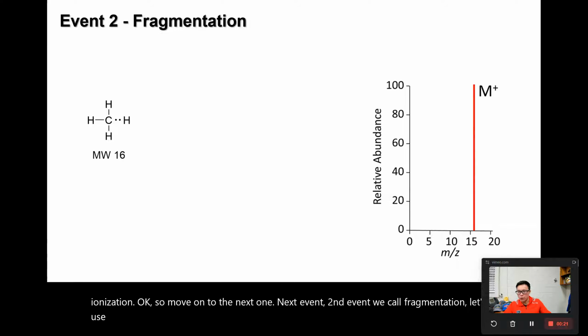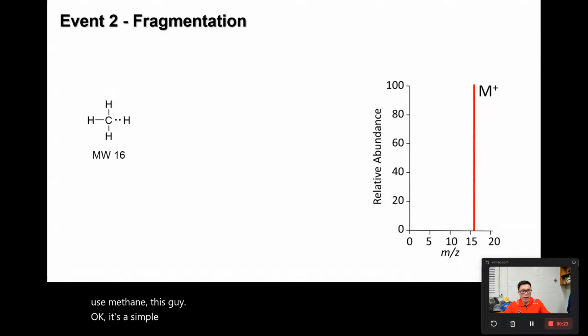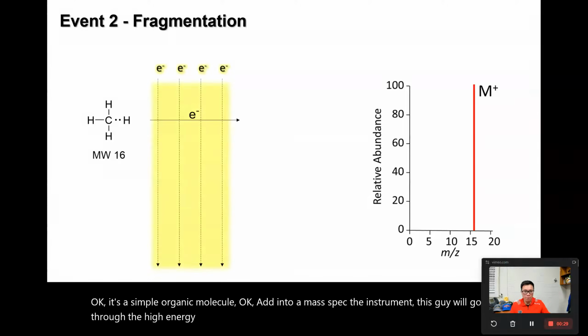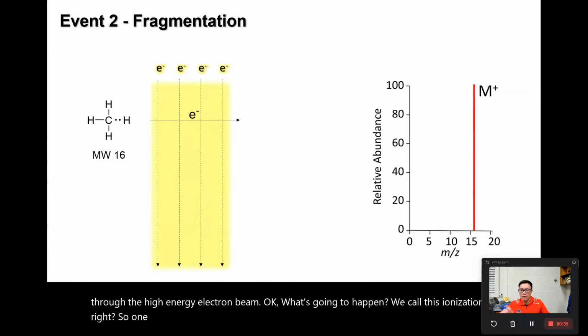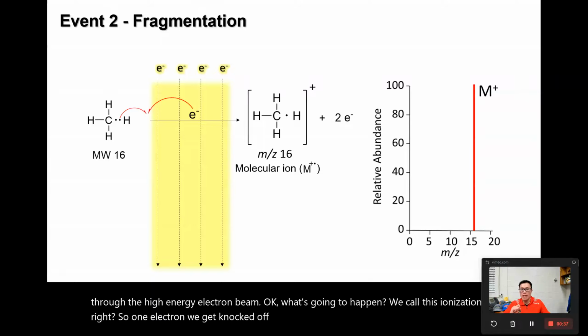Let's use methane. This guy, it's a simple organic molecule. Add it into a mass spec instrument. This molecule will go through the high energy electron beam. What's going to happen? We call this ionization. One electron will get knocked off from the molecule, and you get the radical cation.